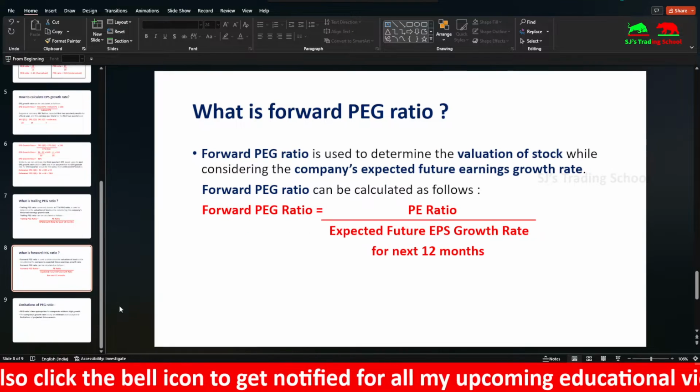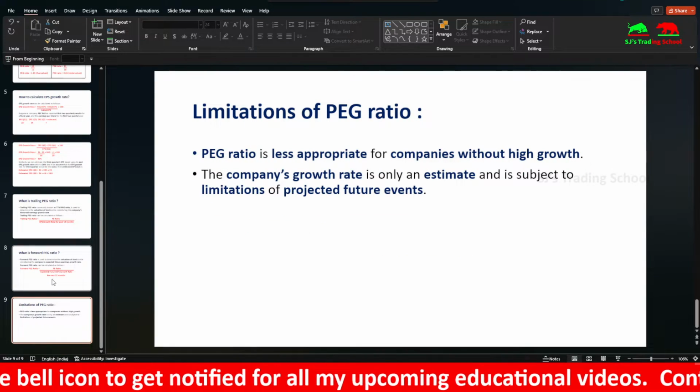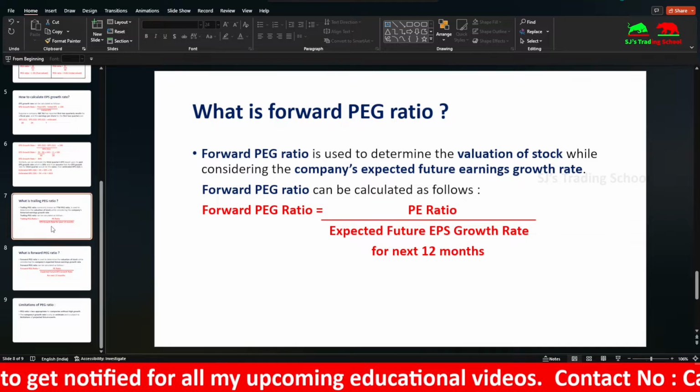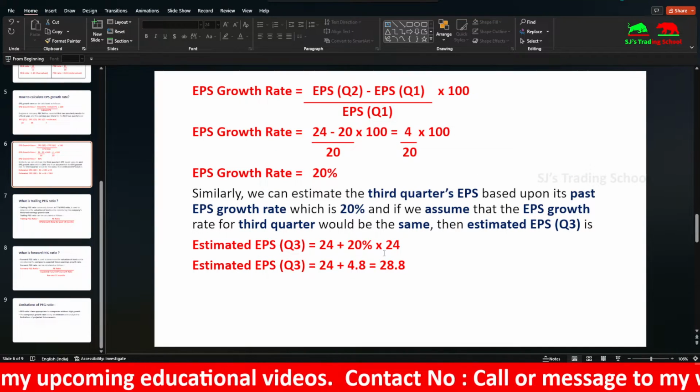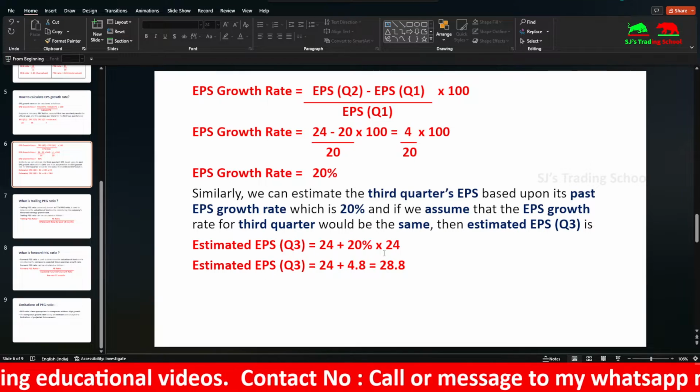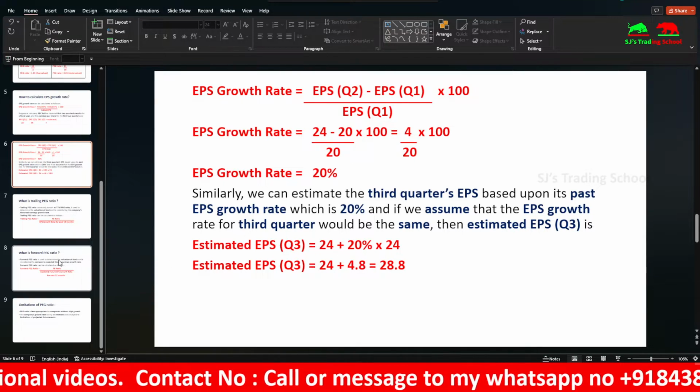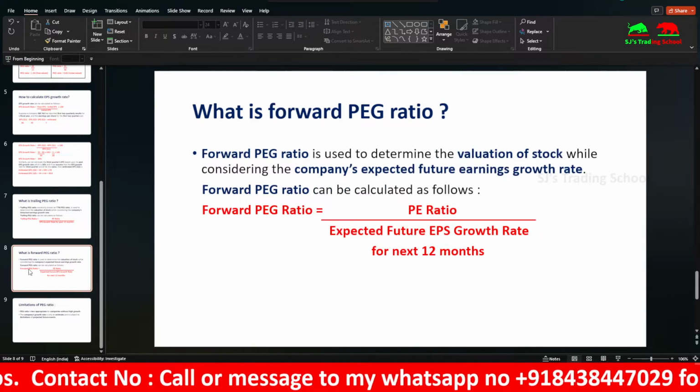So this is only an estimate. So analysts, financial analysts and investors such as us are only estimating the value. So this is it. Then comes the trailing and forward PEG ratio.